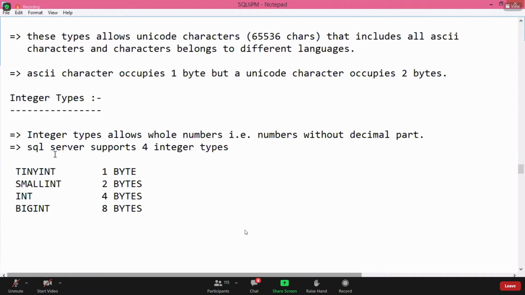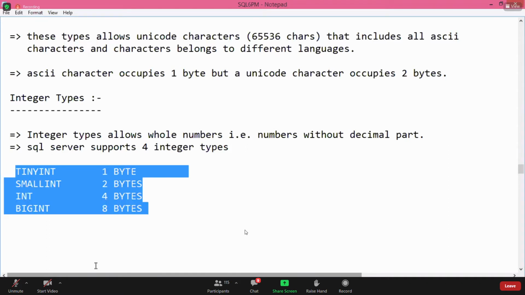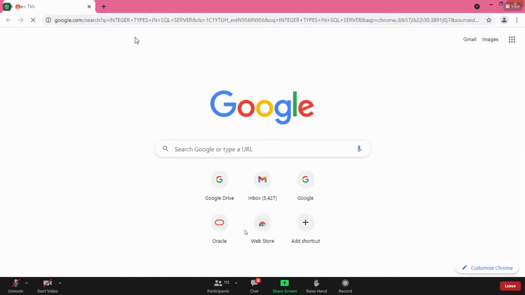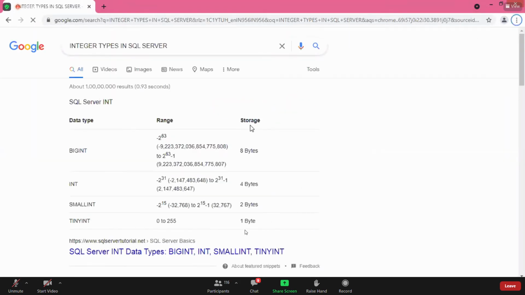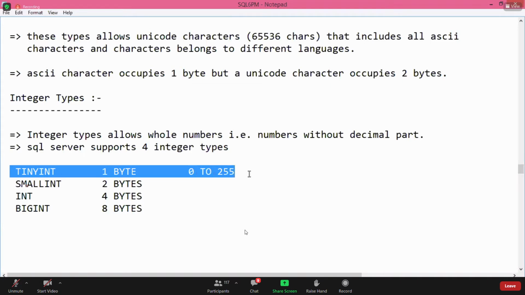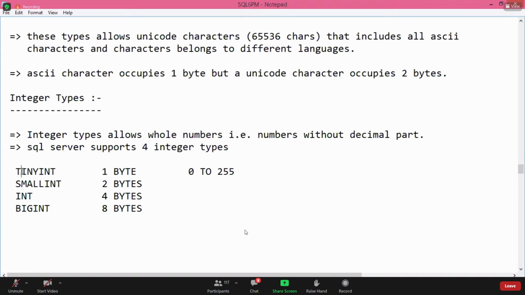So what is the difference? The difference between these is the range. For example, the tinyint range is 0 to 255. So if any value is between 0 and 255, use this data type, tinyint.